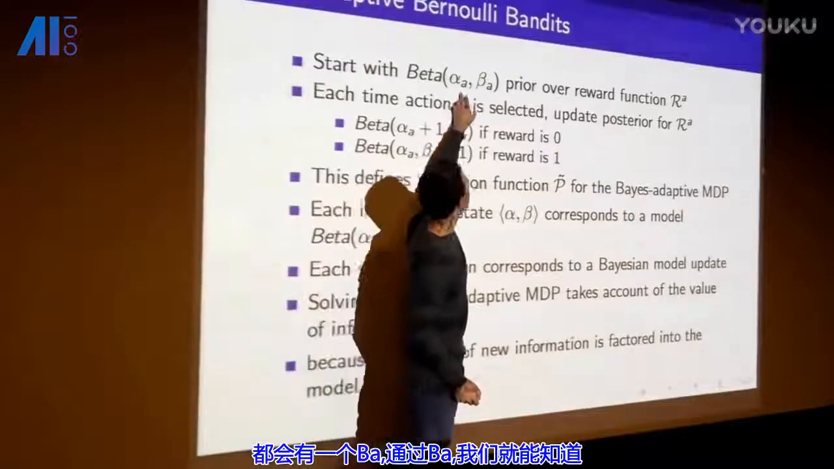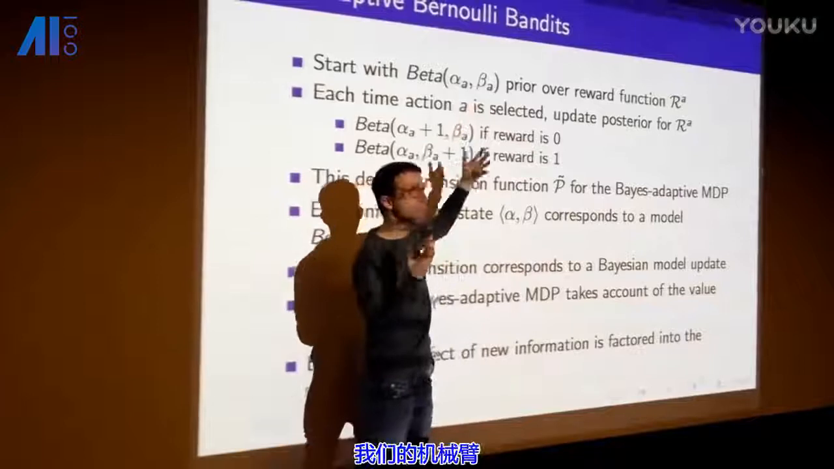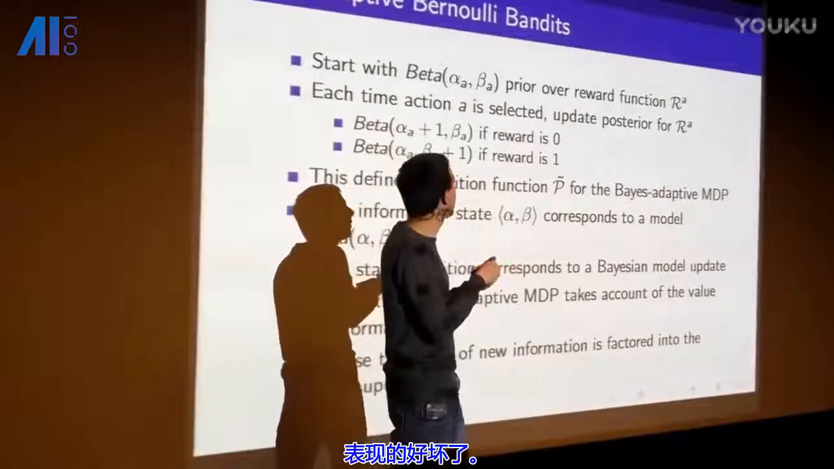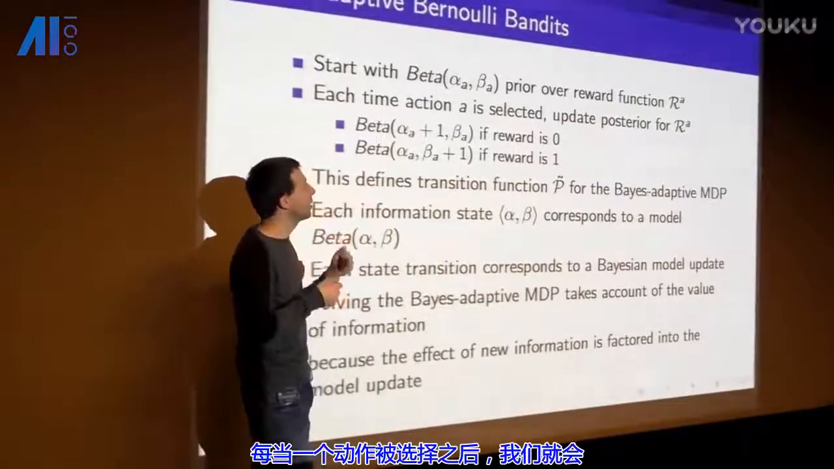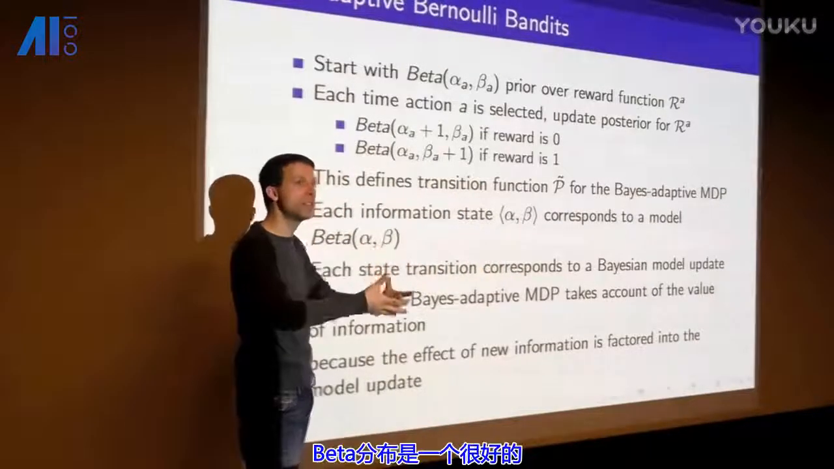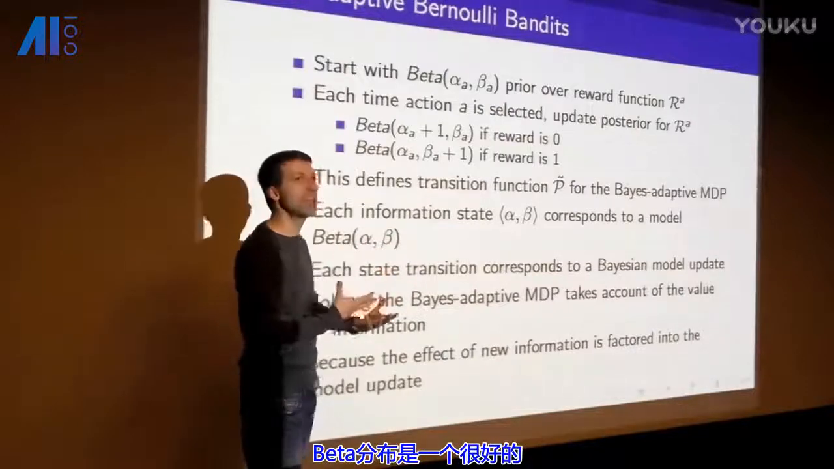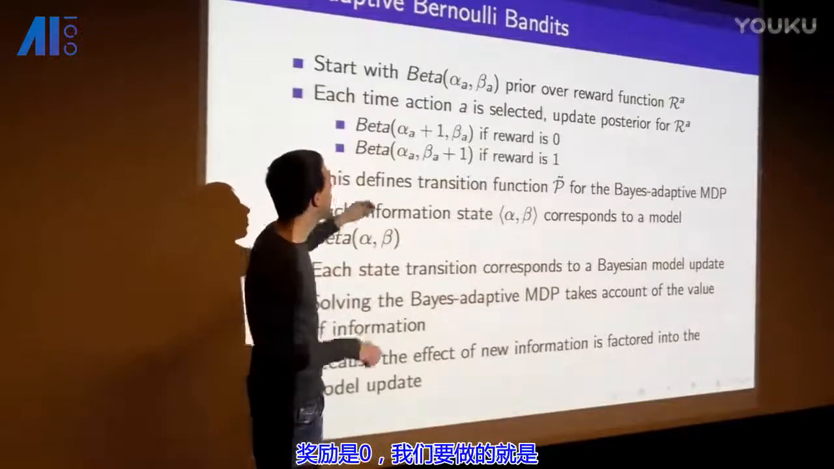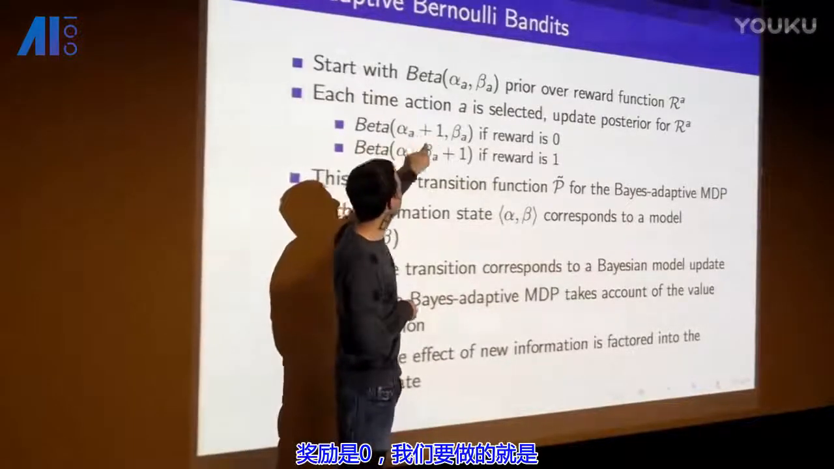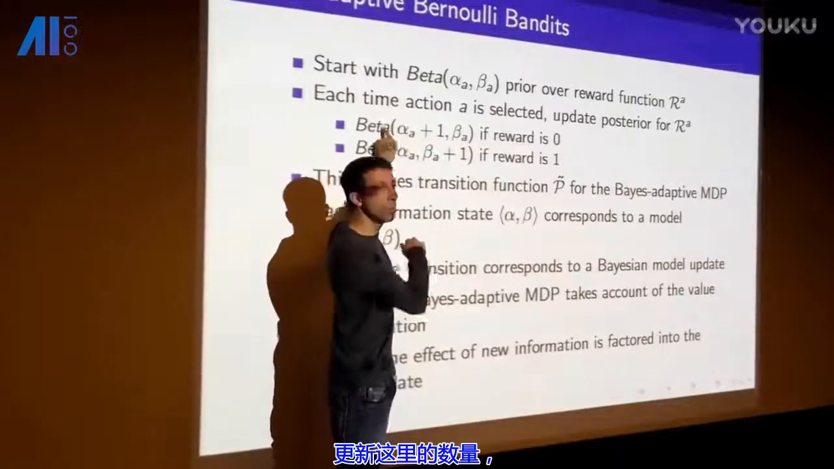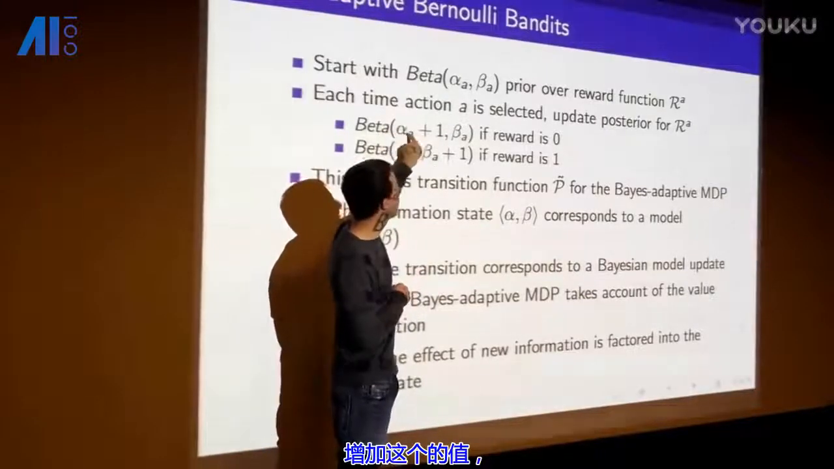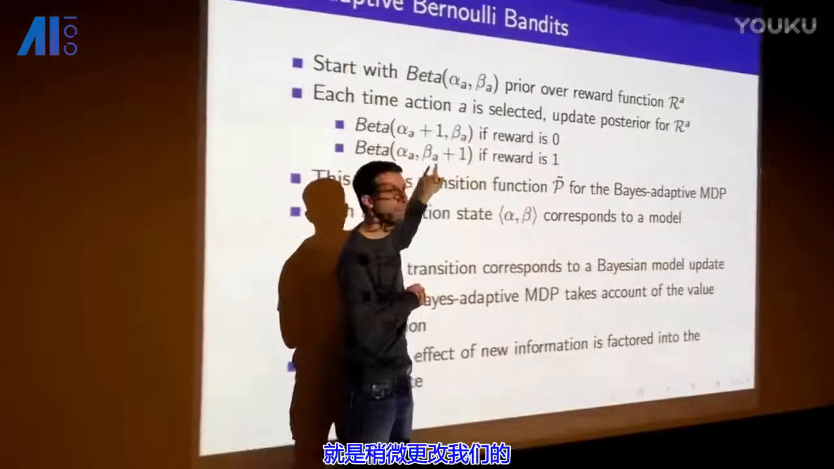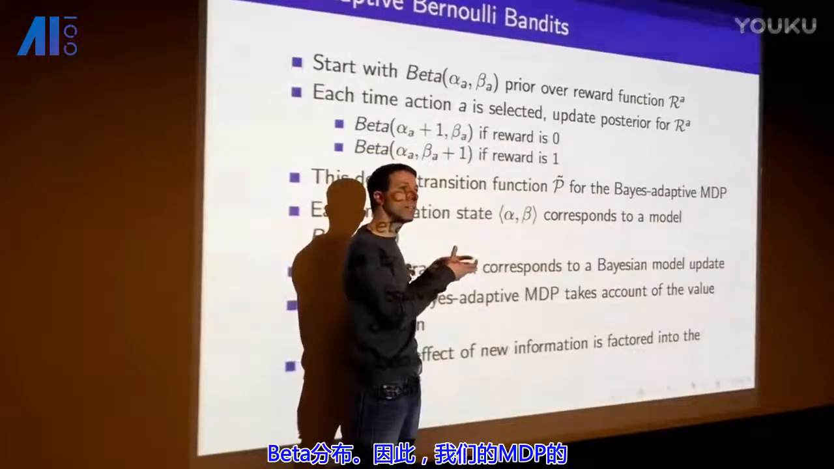And for each action A, we're going to have a beta prior telling us how good we think that particular arm is. Then every time an action is selected, we just update the posterior, this beta distribution. The beta distribution has a really nice property that all you need to do is count things. If we see a reward of zero, we increase our failure count by one. And if we succeed, we increase our success count by one. This just changes our beta distribution a little bit.